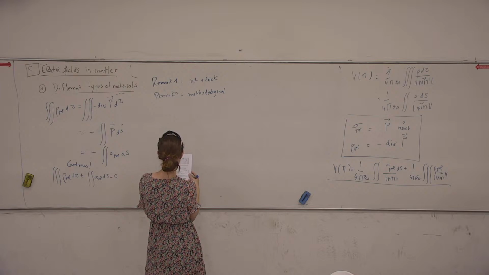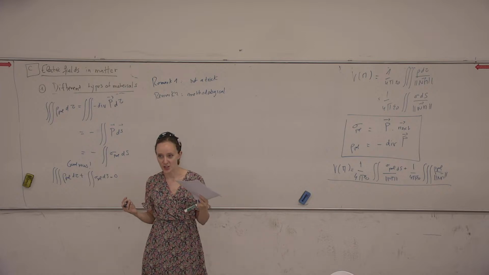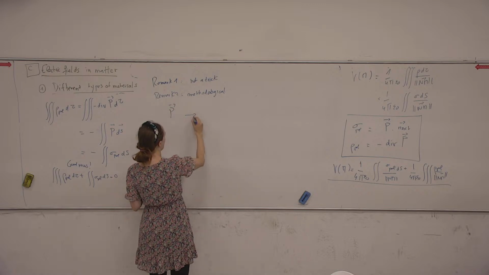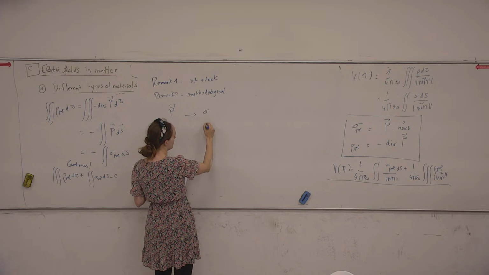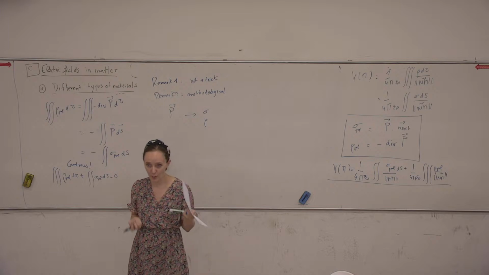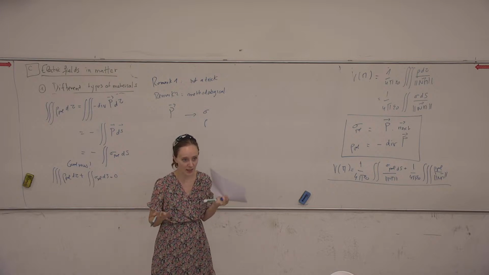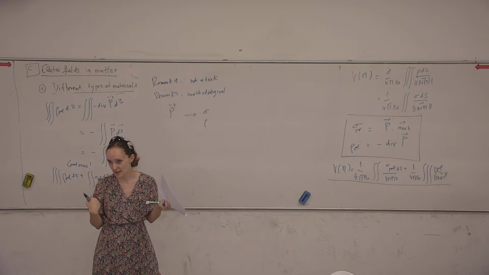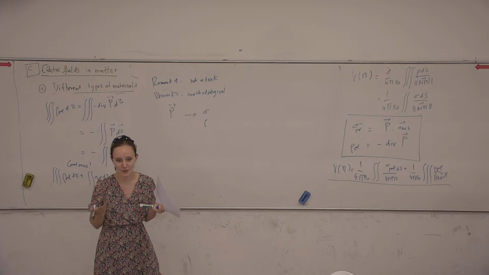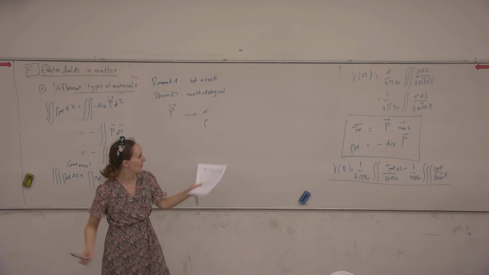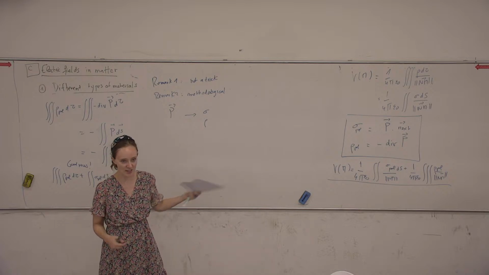Okay, and the point here is that if you have a polarization in an exercise, you need to calculate sigma and rho with this formula. And then we're back in the situations we know where we can calculate the field, the potential from surface densities. So this is the way to solve an exercise where you have polarization. You need to translate it into charges and then go on.